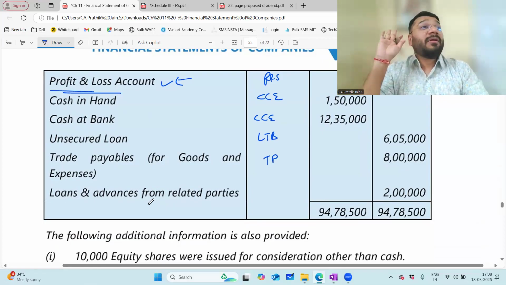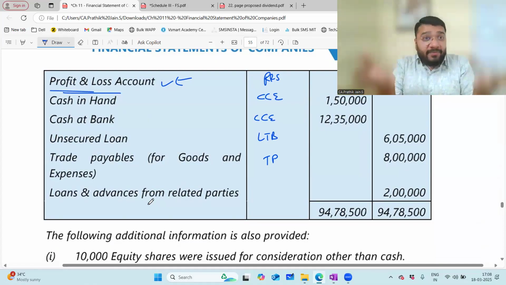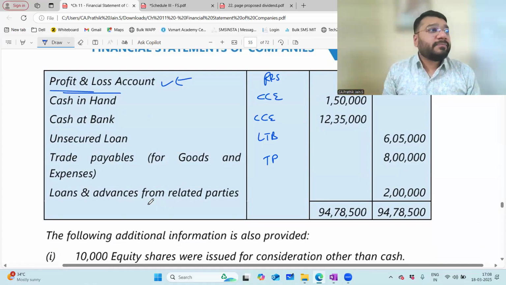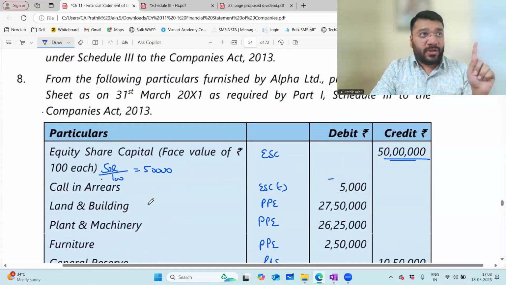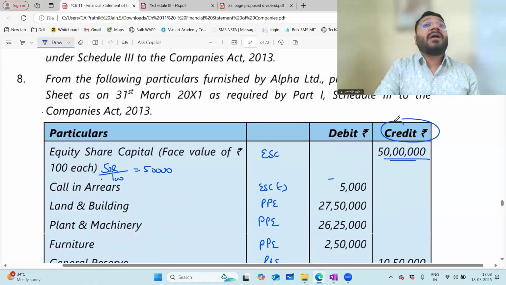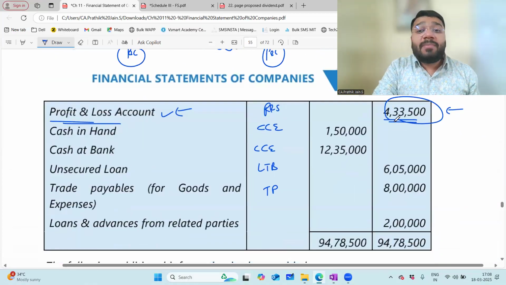First of all, this loan, did we give or have we taken the loan? How do you say so? Now you have to see that the word is also correct. Grammatically also you have to see. Plus you have to see the column. It is coming in the credit balance column. Credit balance will come only for liabilities.